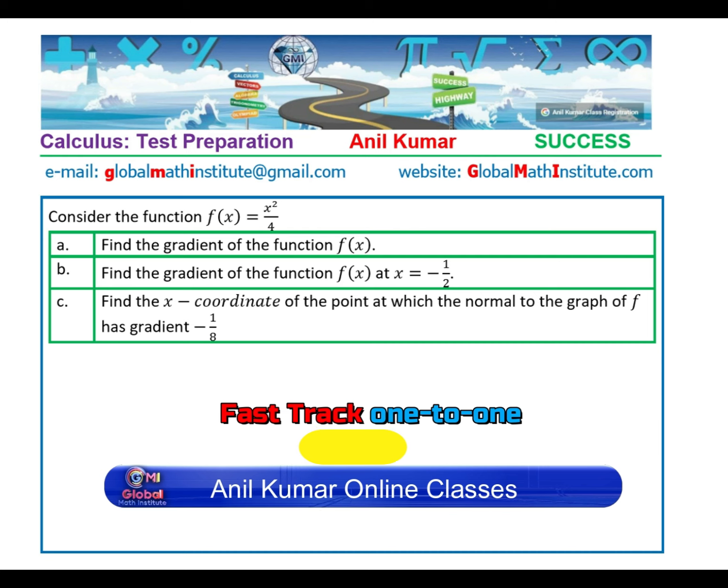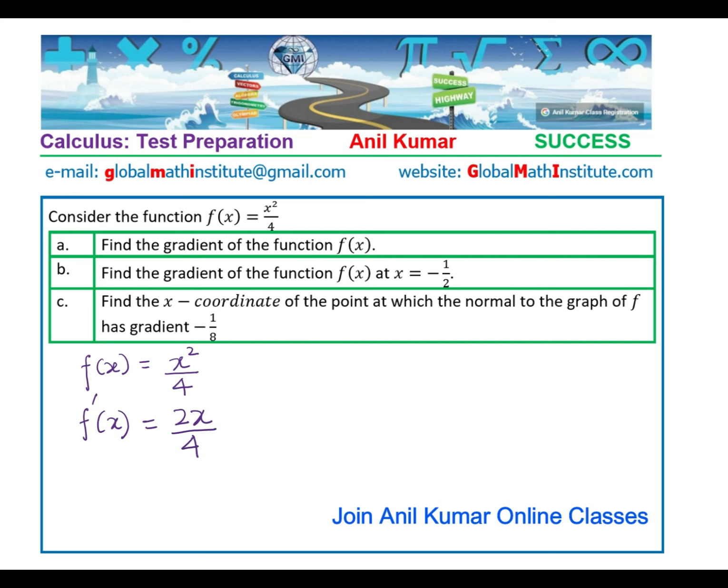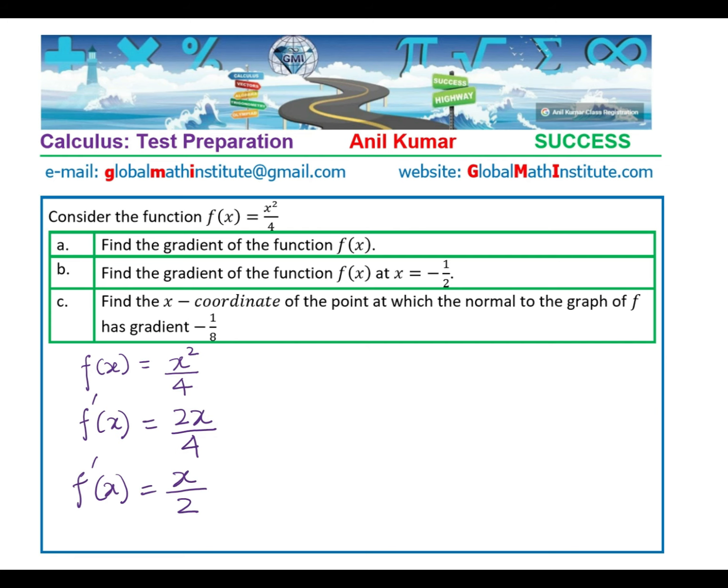So let's begin with the function given to us, which is f of x equals x squared over 4. Now, the derivative of this particular function is going to be 2x over 4, and that means its derivative can be expressed as x by 2. So that is part A, where we are finding the derivative of the function. Right, so we have done this part.